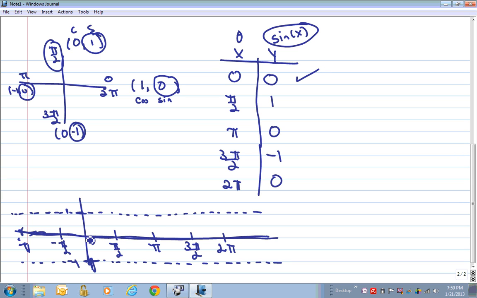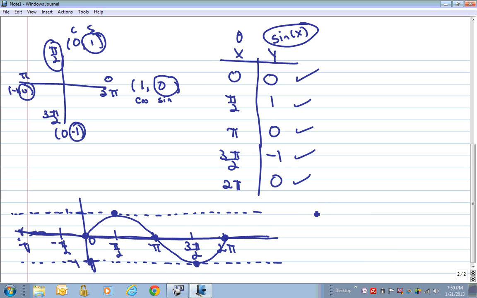At 0, we are at 0. At pi over 2, we move up to 1. At pi, we're back at 0. At 3 pi over 2, we're at -1. And at 2 pi, we're back to 0. Alright, so we have our points, and we're going to make these curves just like the curve of our circle. It's like we took our circle and we are now drawing it out straight on a line. So this would be what our basic sine parent function looks like.